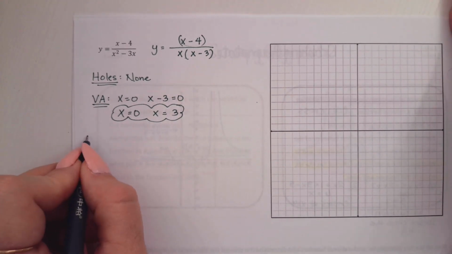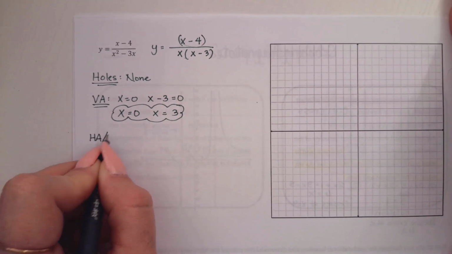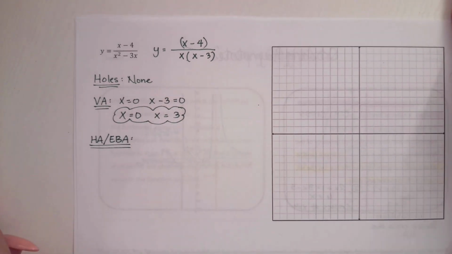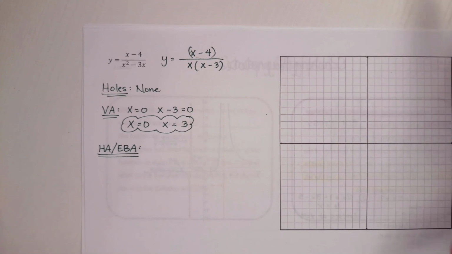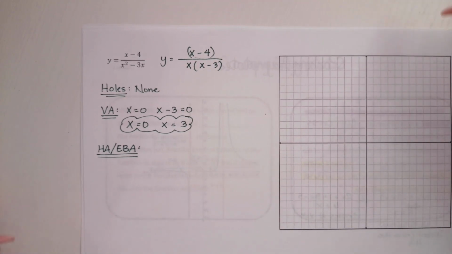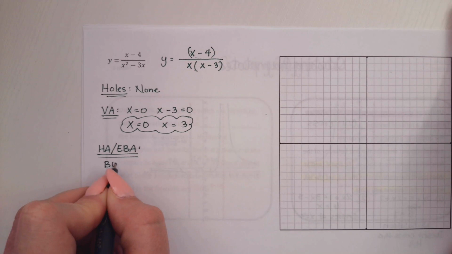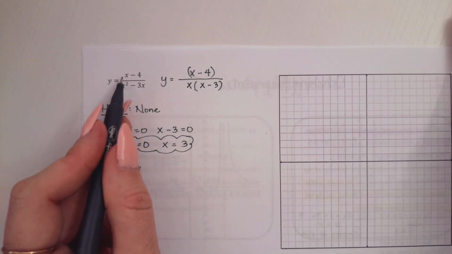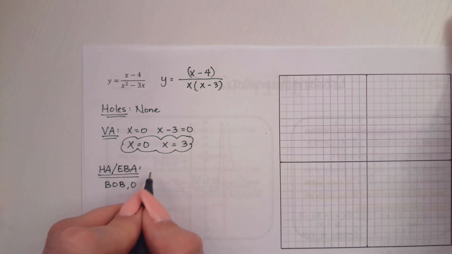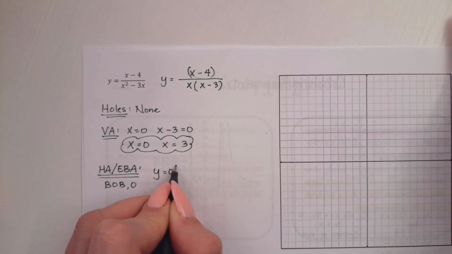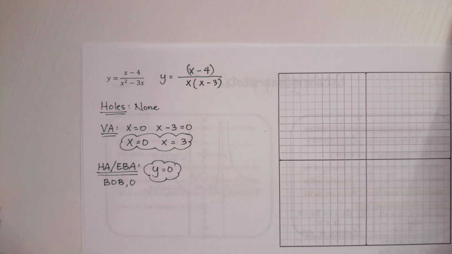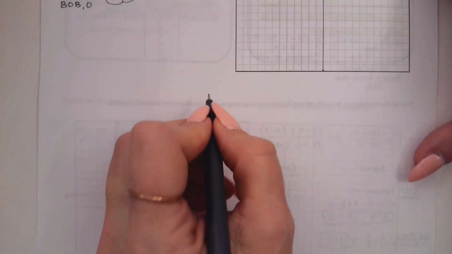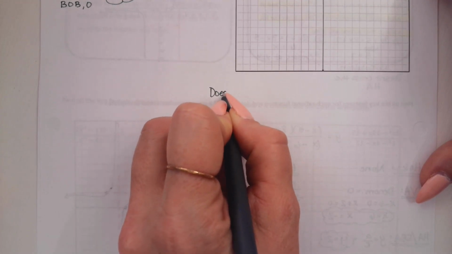Asymptotes. We have to look at the degree for the horizontal asymptote, the end behavior asymptote. Smaller on the top is not part of my acronym. BOBO, bigger on bottom, it's at 0. But then what do we need to find now? If it crosses. I'm going to figure out, does it cross that HA?